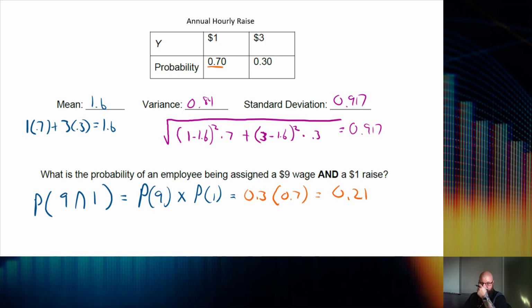Okay, so now we're going to add these two and see what our total wages would be overall. We're going to take our actual wages and add the annual salary raise. We're going to make a table and come up with our probabilities for these, and then find the mean, variance, and standard deviation for all of them and see how they really changed.